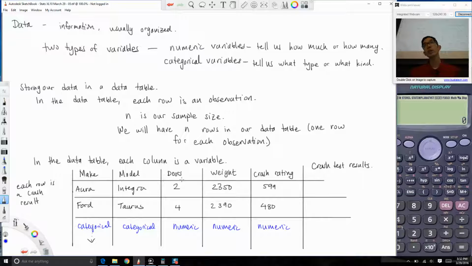However, if you are a polling organization, you don't actually want the number. You want to ask, are you in the 18 to 25 demographic, the 25 to 39 demographic, or the 40 to whatever demographic? In that case, we've turned age into a categorical variable. So it depends how things are recorded, but the essential question is that how much or how many goes to numeric variables, and what type or what kind fits categorical variables. Okay, this is the data table.